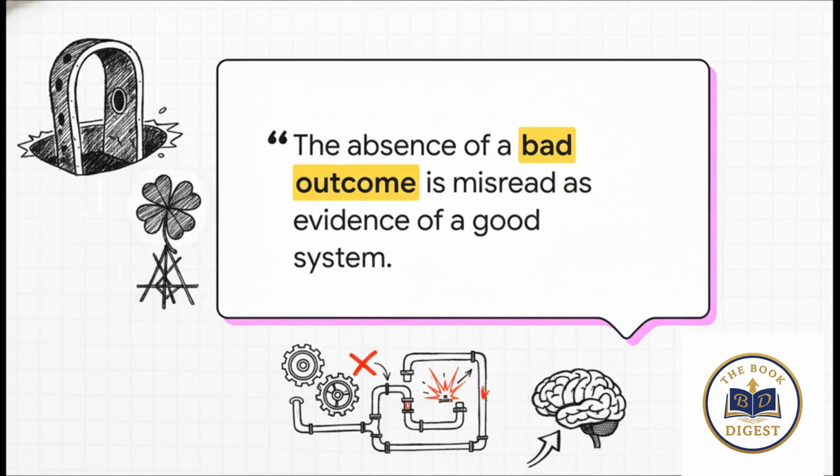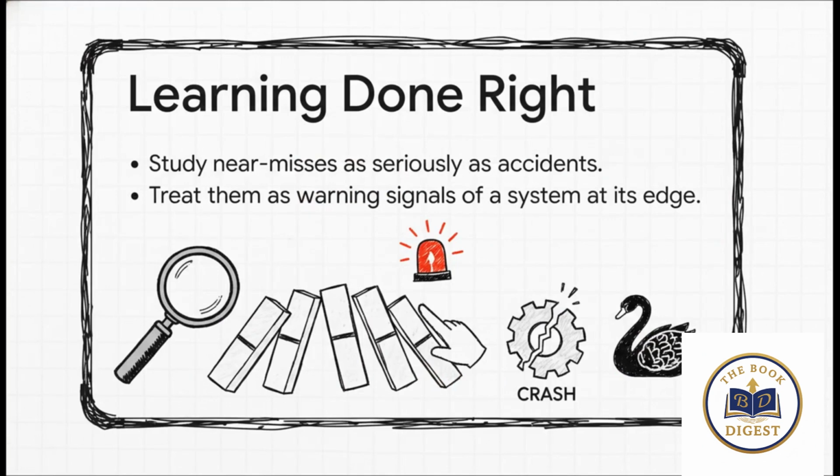The book argues for a huge mental shift, moving from asking, did we have a bad outcome, to asking, how robust is our system really? It's a game changer. So how do the most reliable organizations learn? Well, they study their near misses just as seriously as their actual accidents. Those close calls, those are priceless warning signs that your system is right on the edge of its breaking point. It proves that so-called black swan events are rarely a complete surprise. The clues were there all along.